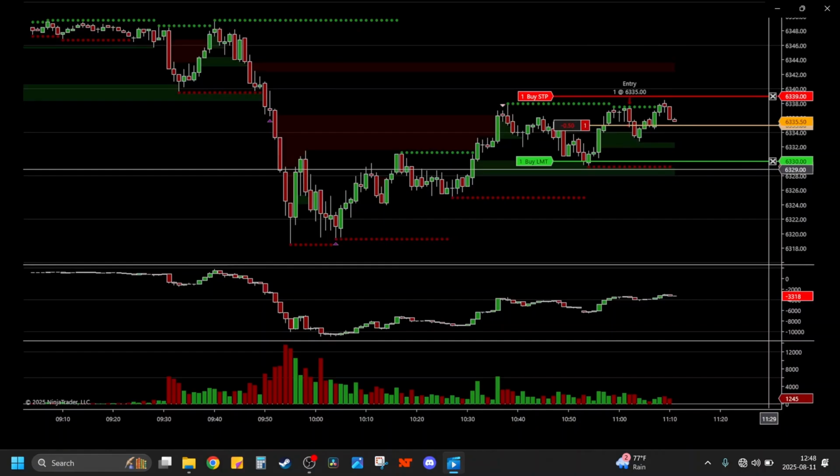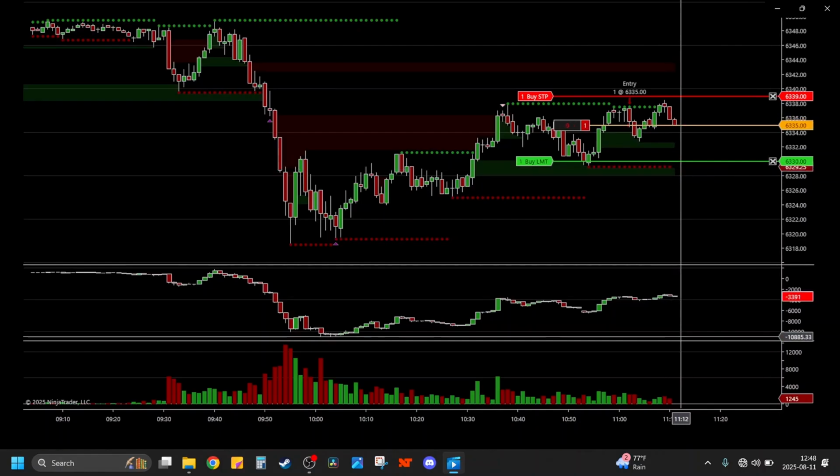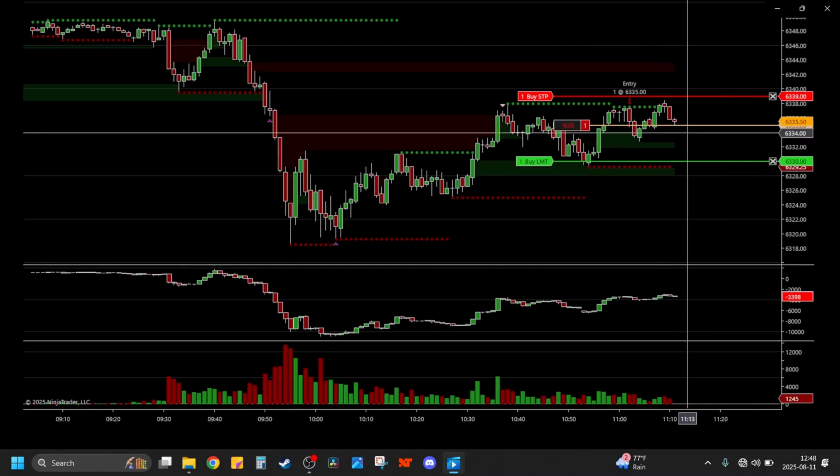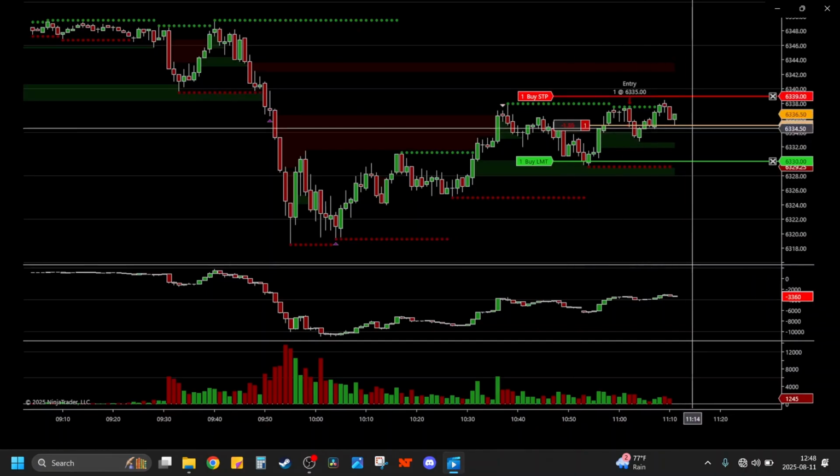Price made a lower high, so that was a positive sign. But I really got into this trade because of the delta. That was the main reason why I got into this trade immediately.